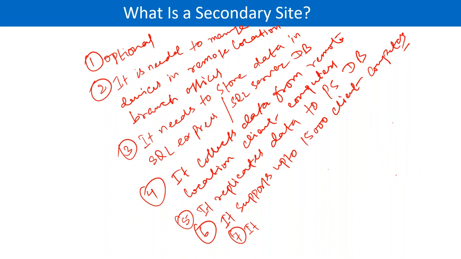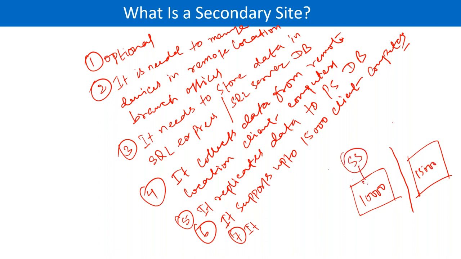Yes, Rohit. Kaushik, in a branch office, if we have 25,000 client computers, then we need to install two secondary sites? Yes. Say the branch office has two buildings. One building has 10,000 devices, another has 15,000 devices. So we will have two secondary sites, one for each, because one secondary site can support up to 15,000 client computers. Or you can distribute it as 12,500 and 12,500.